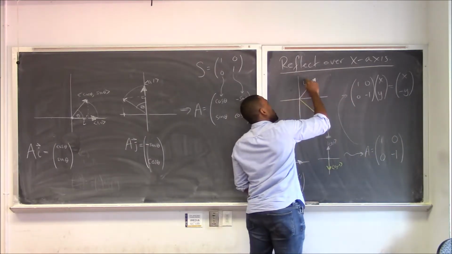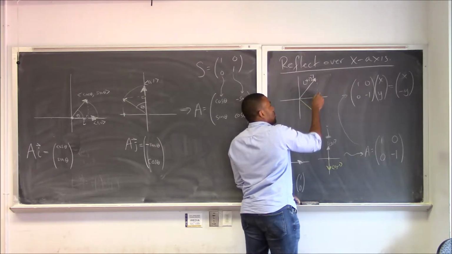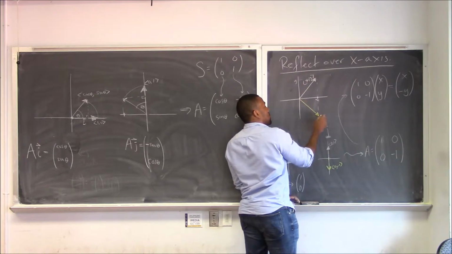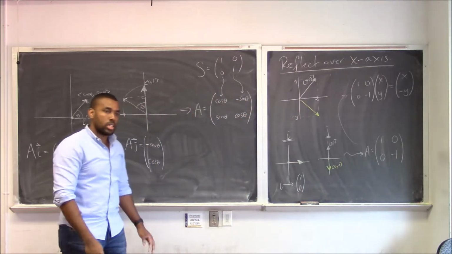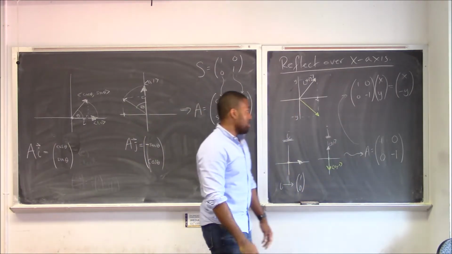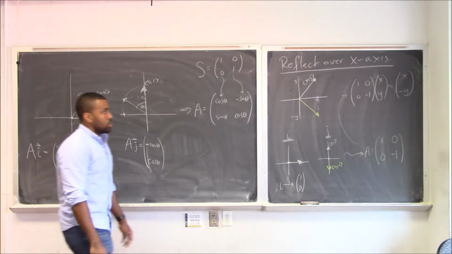So this here is the vector x, y. You'll notice that my x component will remain the same. My y component, however, will become negative, and this is equivalent to reflecting over the x-axis. Once you can make it work for the basis vectors, it will work for everyone.